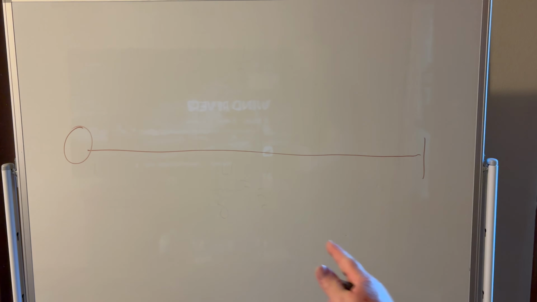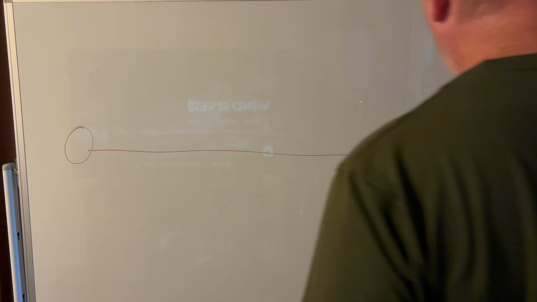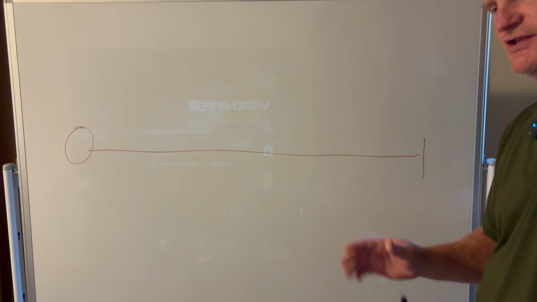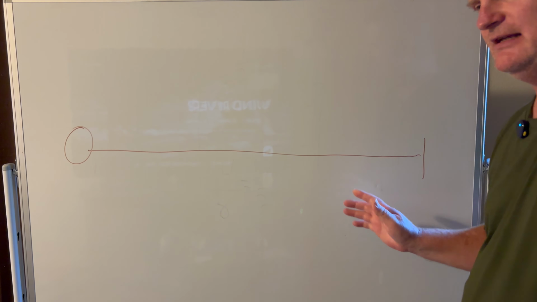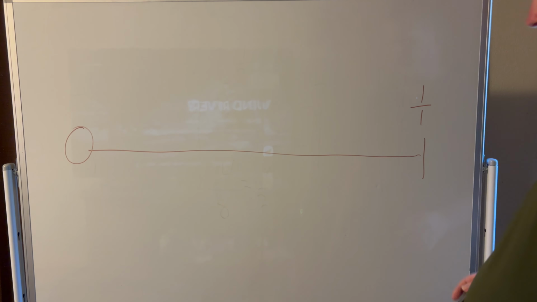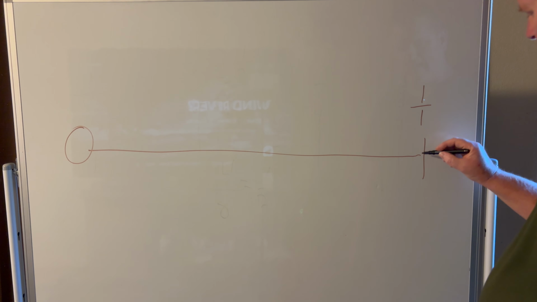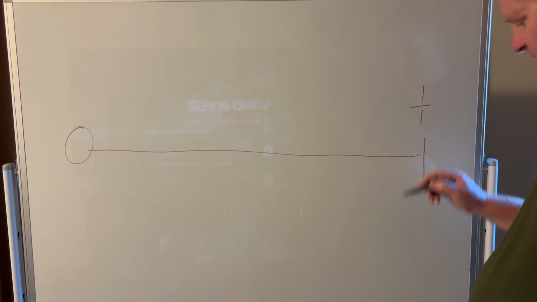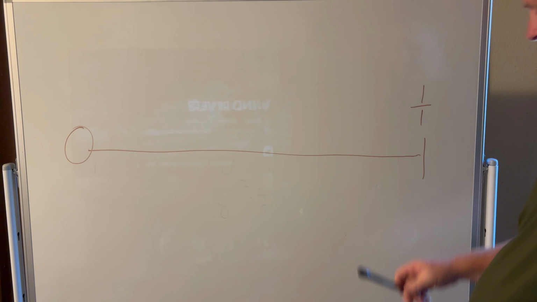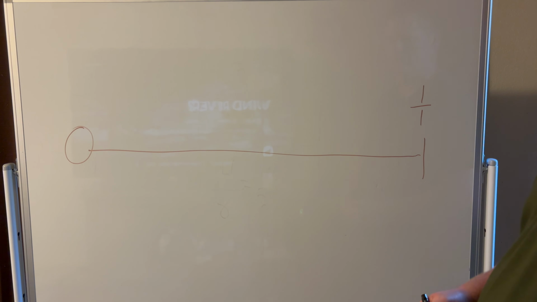Now I'm going to show you in this part of the video how easy it is to cut a fraction in half. So we have 1 over 1, right? We have one marker, the whole piece. Let's cut this fraction in half, shall we? How do we cut this fraction in half?